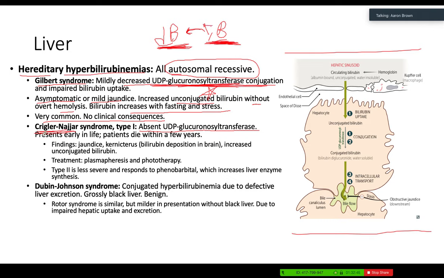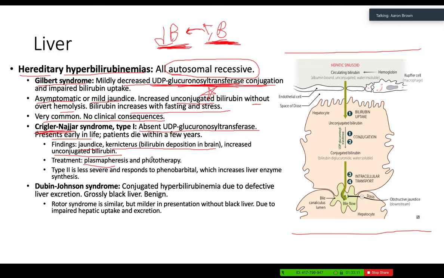So let's go back to our Crigler-Najjar. These patients are going to present early in life with jaundice, kernicterus, which is bilirubin deposition in the brain, and increased unconjugated bilirubin. How do we treat this? The only good way we have is just to exchange the plasma of their blood, unfortunately. So we need to exchange the plasma out and get rid of all that indirect bilirubin.